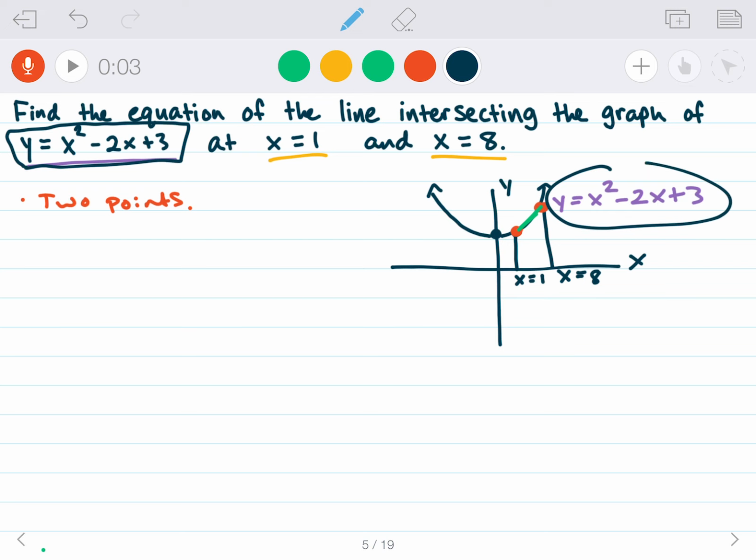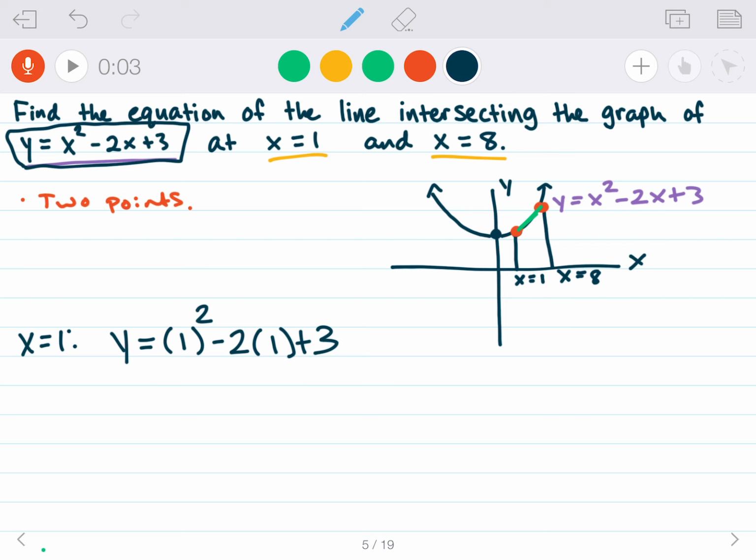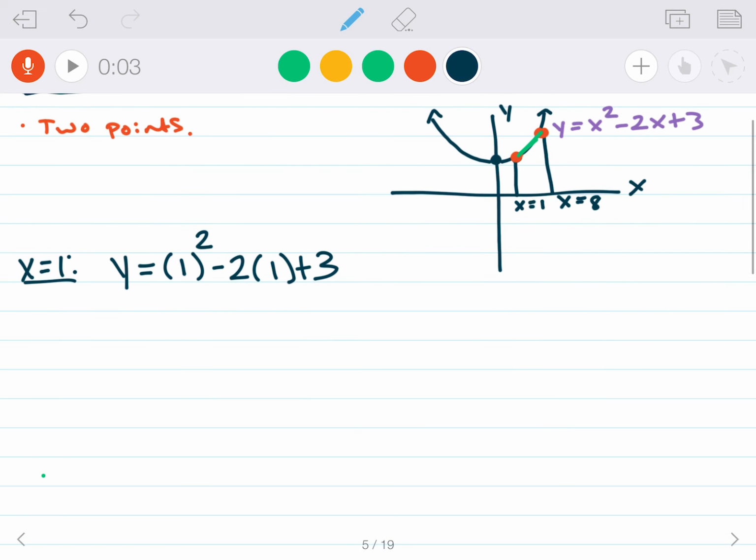Well, we're given this equation. These 2 points lie on this equation, so if I plug in the corresponding x's, I should get a y. So for x equals 1, I have y equals 1 squared minus 2 times 1 plus 3. I'm just evaluating this function at x equals 1 to get the corresponding y value. When I do that, I get y equals 1 minus 2 plus 3, and so y equals 2. So when x is 1, y equals 2, bam, that is a point on our line, right?